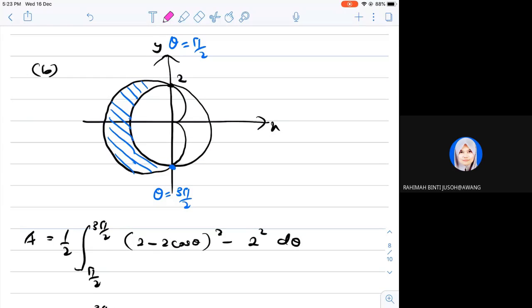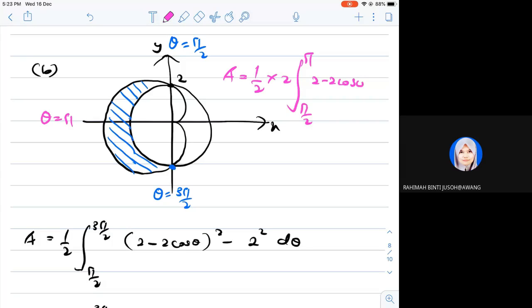If you want to consider half, you will have this area equals to, so you consider until pi, isn't it? So you will have 1 over 2 times 2 from pi over 2 until pi. Oh, so I'll get the same answer, right? Yes, you will get the same answer. And the function inside here should be the same.